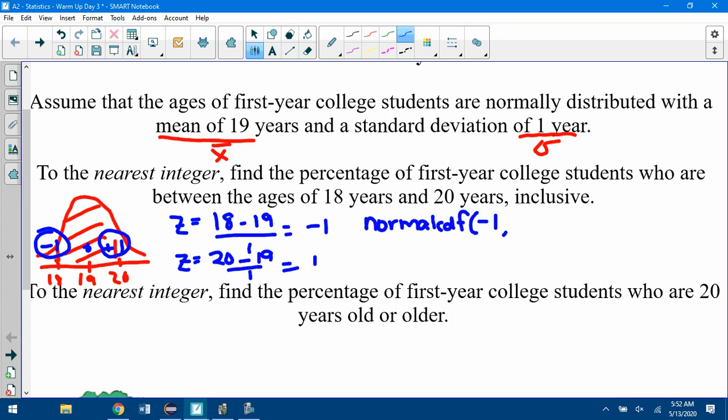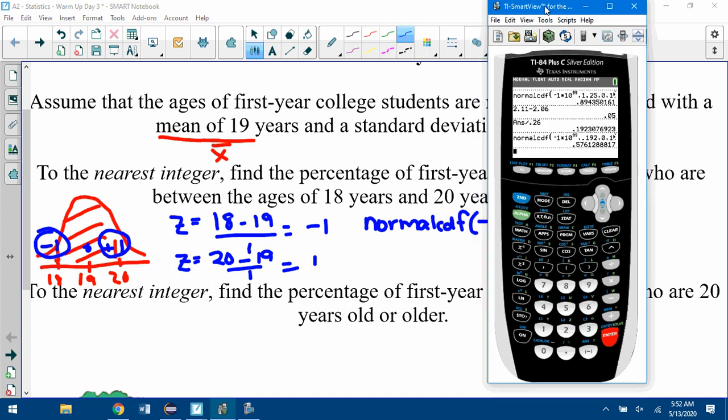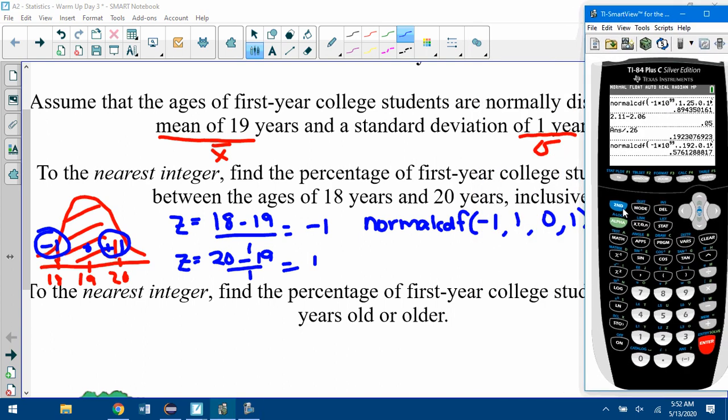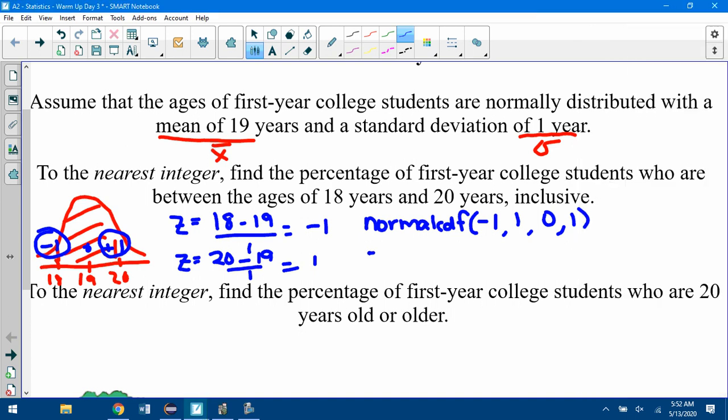Low is -1, high is 1, mean is 0, standard deviation is 1, because that's what z-scores do. So second vars, normal CDF, lower is -1, upper is 1. That's why you need your picture. Look from the lower shaded to the upper shaded, 0 and 1. And we get 0.682, so to the nearest integer, that'd be 0.68, or 68%, because it asks for the percentage.